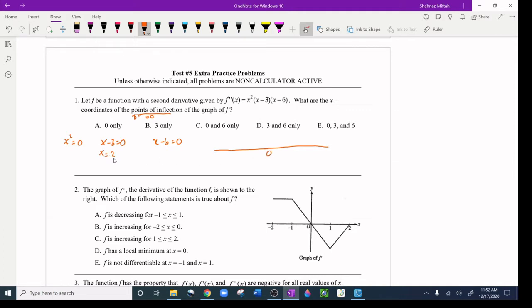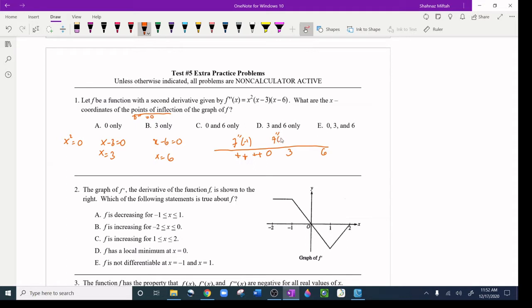This is going to give me x equals 3, so that's positive 3. This is going to give me x equals 6, a positive 6. So I have 0, 3, 6, my point of inflections right now. So pick something here. I'm going to pick f double prime of negative 1. When I plug in negative 1, I am getting positive. Negative 1 means negative, negative, negative times negative is positive. So it gave me positive.